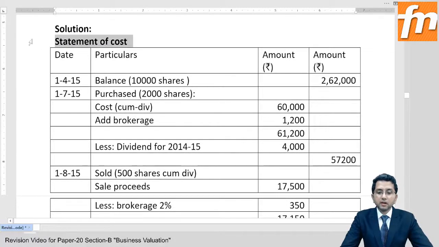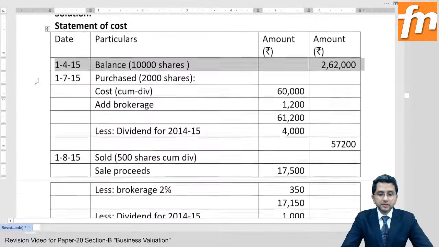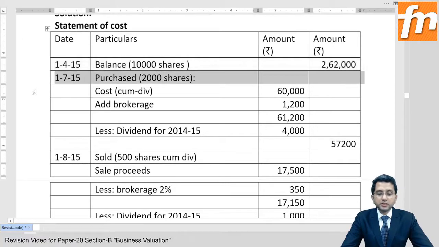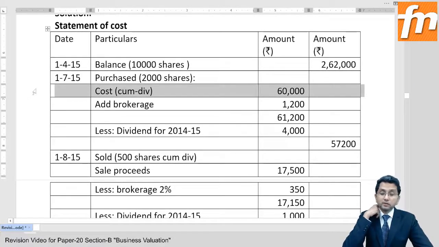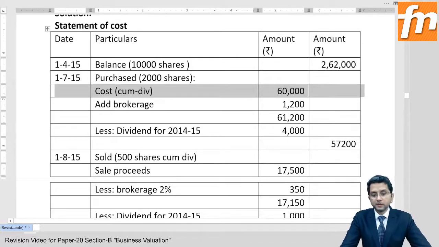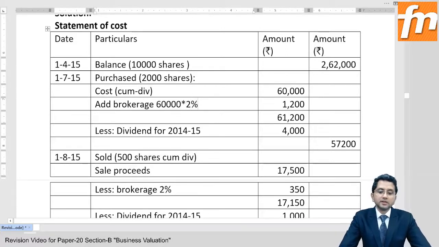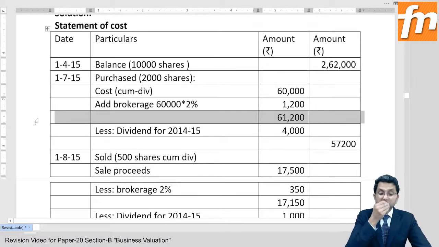So this is your statement of cost. This is valuation on cost basis, not on market value basis, not on fair value basis. Opening balance 10,000 shares at 2,62,000, right? Then you purchase 2,000 shares inclusive of dividend at 60,000 rupees, and brokerage is 2%. 60,000 into 2% is 1,200 rupees. This should be added. So your cost of purchase becomes 61,200.